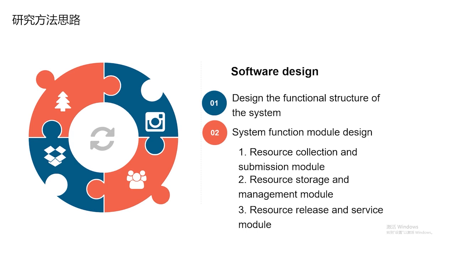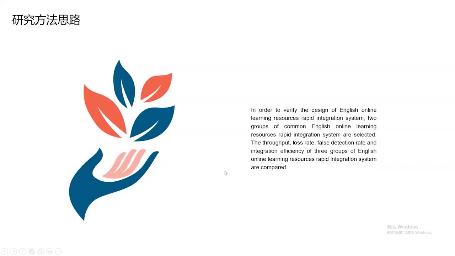And second, we will determine the system function modular design, including the resource collection and submission module, resource storage and management module, resource release and service module. After the software and hardware design, we have finished the general construction of the system. Now we will put the system into test.